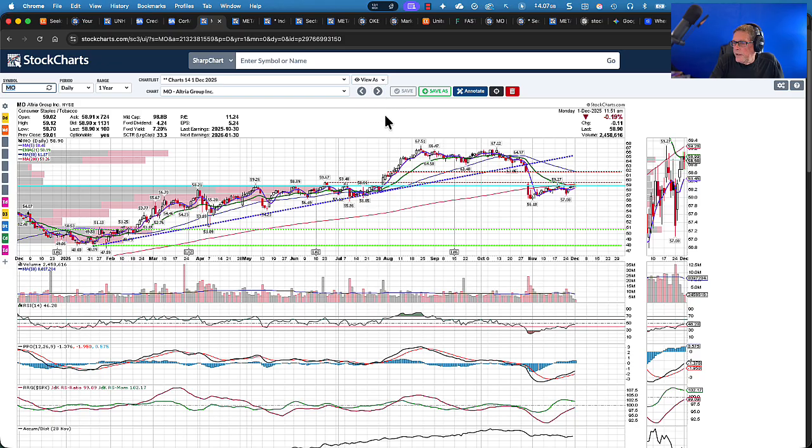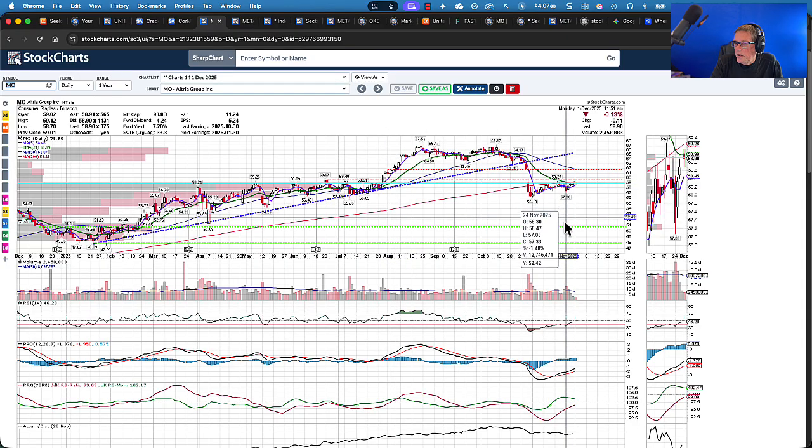Then Altria, they had been on an uptrend that is indicated by this blue line. I have an intrinsic value of about $59 on them. They are pushing that level right now. They do have a resistance level at about 59.57 and another resistance level around $60.